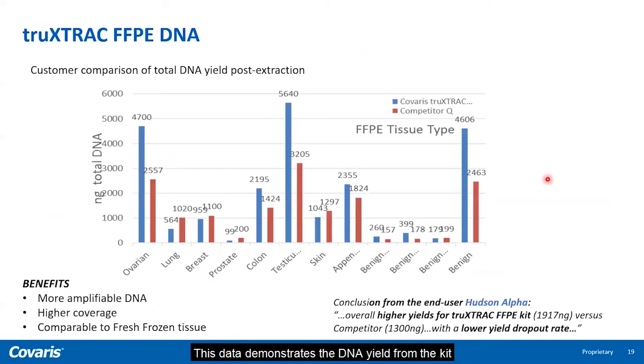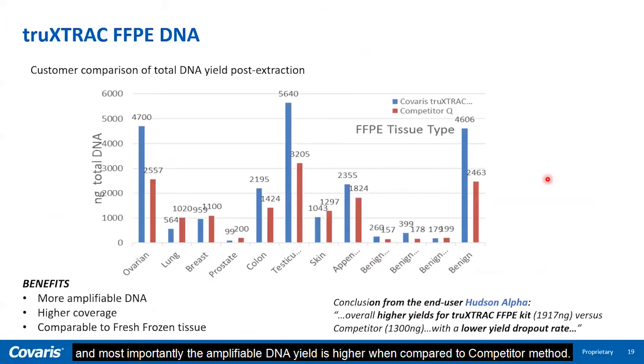This data demonstrates the DNA yield from the kit, and most importantly, the amplifiable DNA yield is higher when compared to the competitor method. The DNA was highly amplifiable and further confirms the quality of DNA that comes from this kit.